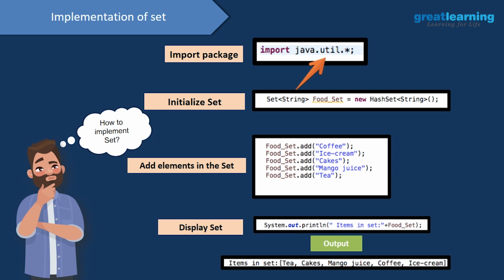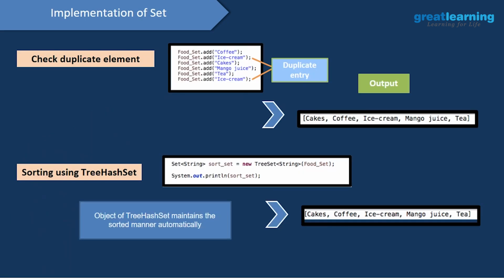If you want to add some elements to the set, we use the dot add method, and if you want to display it, we use system.out.println. Now, for the predefined methods, I will add the same data twice in the set for the duplicate value, and I will show you how it handles that. Next, we will go for the implementation of set.